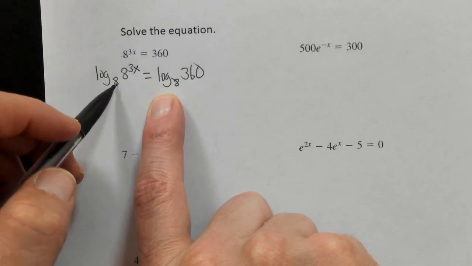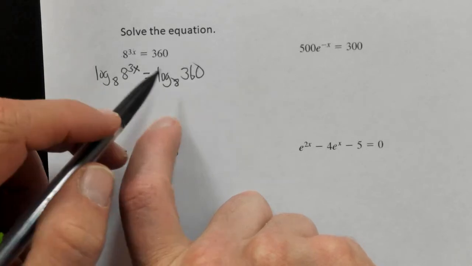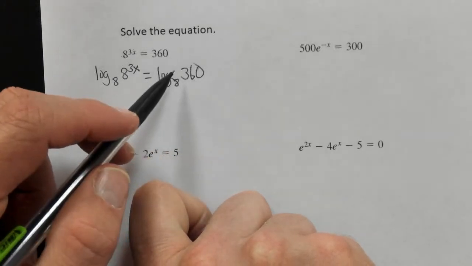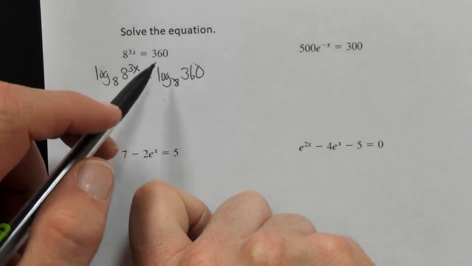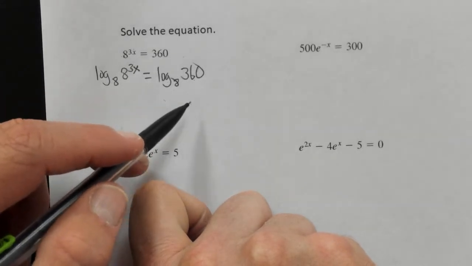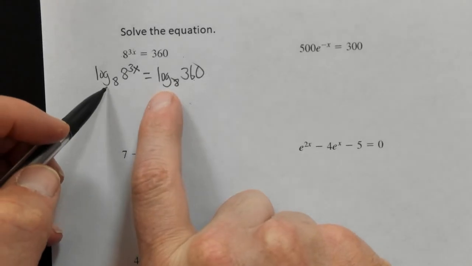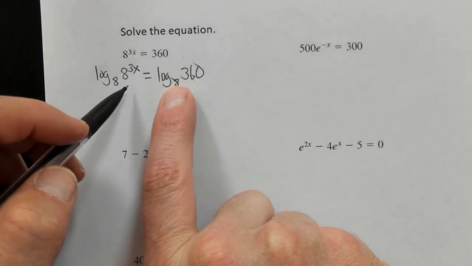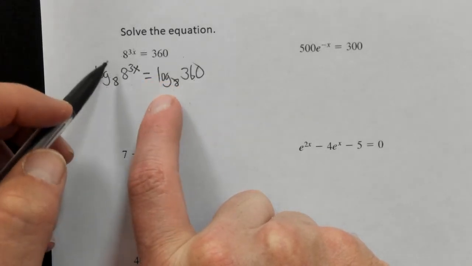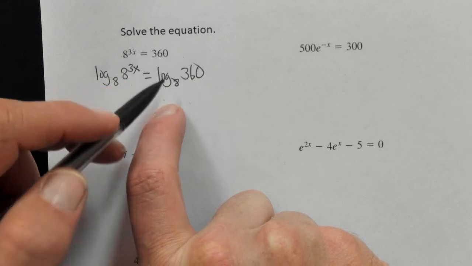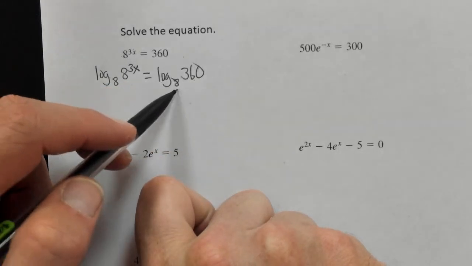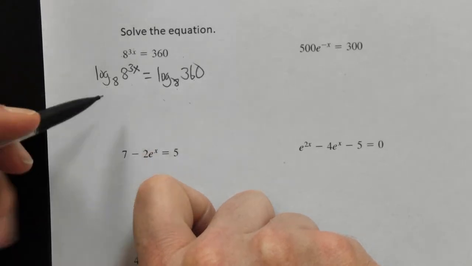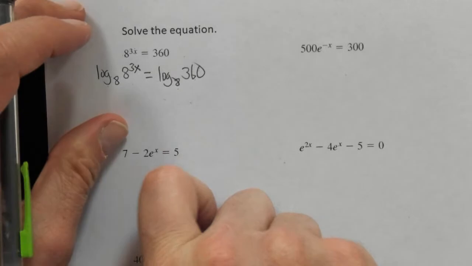Remember, log base 8 itself is not a number, but log base 8 of 360 is a number. Much like square root by itself is not a number, but square root of 360 is a number, okay? So remember, when you take the log of both sides of an equation, you're doing a function to both sides, like taking the square root of both sides. Square root by itself is not a number, but square root of 360 is a number. So log base 8 by itself is not a number, but log base 8 of 360 is a number. So just keep in mind what this function is and what it represents, okay?